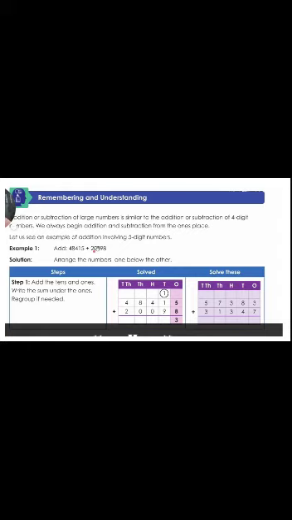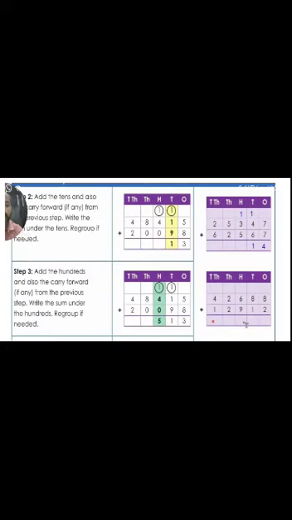Now, step 2. Add the tens and also carry forward, if any, from the previous step. Write the sum under the tens. Regroup if needed. And again he says, if regroup, 2 numbers are there, carry forward 10 to the next column. That number to the next column. And carry forward it again.